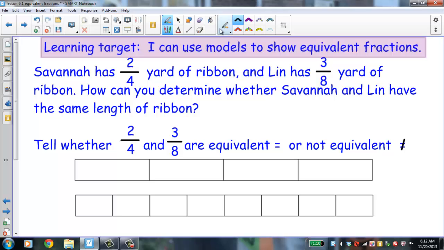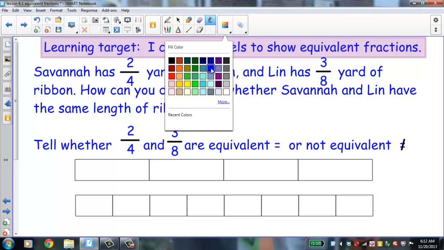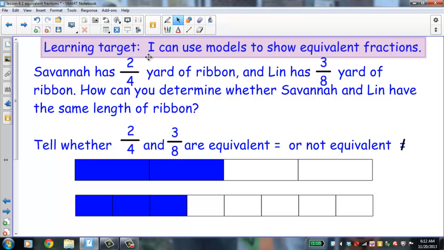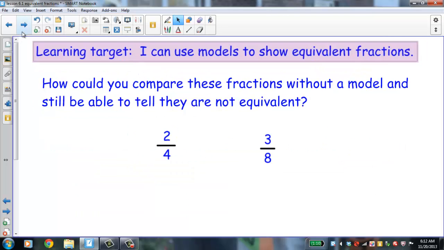So we're going to take 2/4 and 3/8, and we're going to shade the model. We'll use blue. So we've got 1, 2 out of 4, and then we've got 1, 2, 3 out of 8. So when I look at these two models, the first thing I notice is that 2/4 is bigger than 3/8. So we would say that 2/4 is not equivalent to 3/8. 2/4 is actually greater than 3/8. So how could we compare these fractions without a model and still be able to tell whether they are not equivalent? We will talk about that tomorrow.